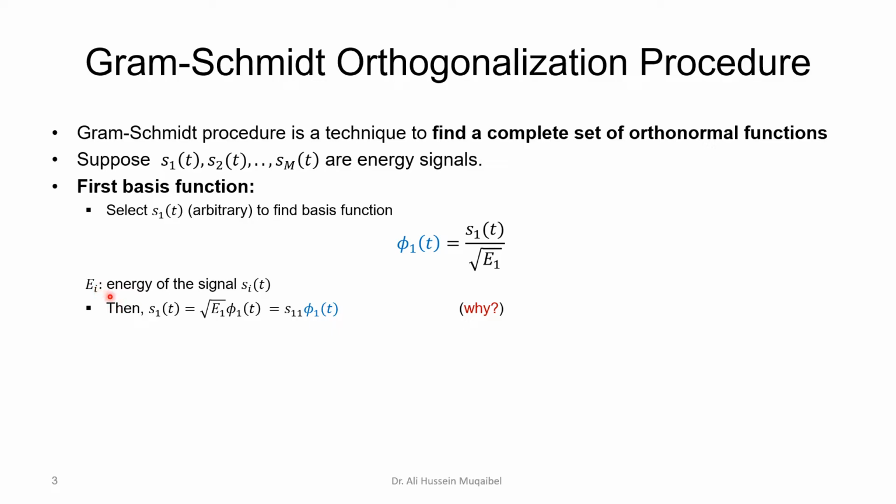Alright, so Ei in general is the energy of signal Si. So E1 is the energy of signal number 1. We can resolve this equation vice versa, saying that the first signal would be square root of E1 times the first base. So we get S11 as square root of E1. That's the first base. It's simple. Take the first signal and normalize it. Let's move to the next base.